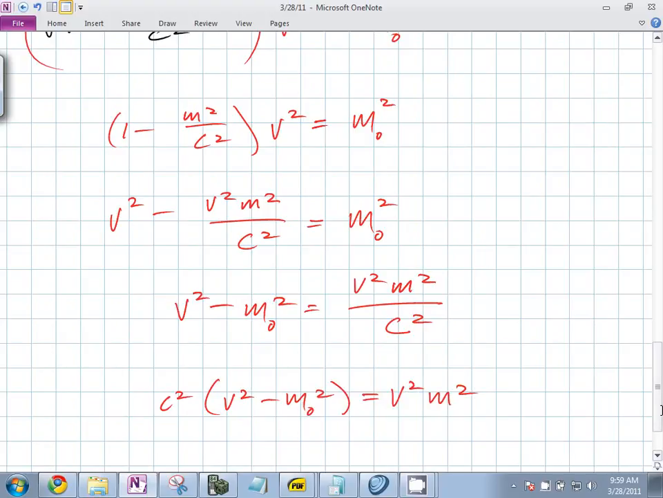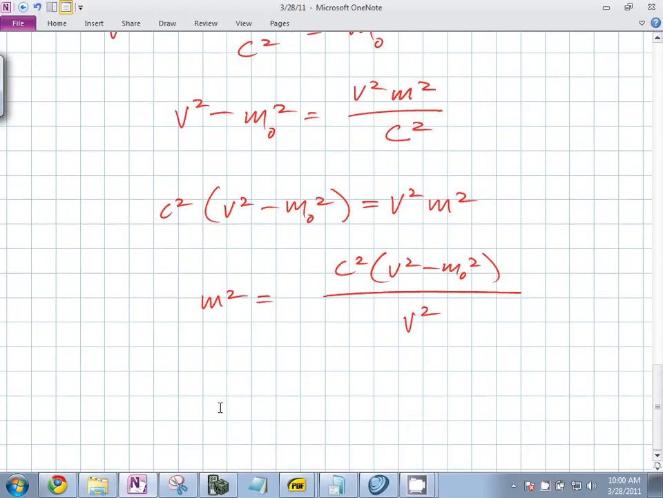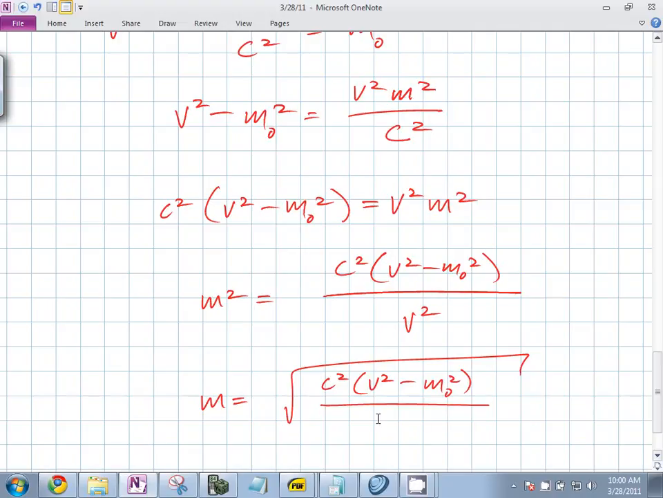Now what do I divide by? So m squared is equal to c squared times v squared minus m naught squared all over what? Yep. So what does m equal? C squared times v squared minus m naught squared all over what?